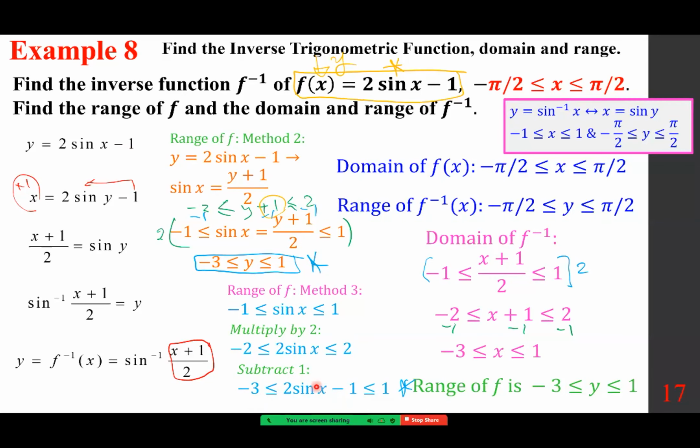So 2 sine x minus 1 represents the y, right? This is another way of doing it. Again, ultimately, they are pretty much the same. I just wanted you to be exposed to various methods and see what works for you.